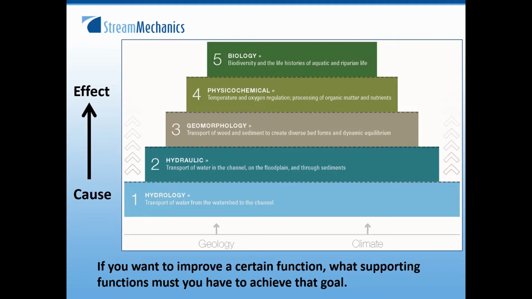If you start with biology and you say, we want to have this native fish, then you might say, well, what limiting factors do we have in physicochemical, geomorphology, hydraulics, and hydrology that would keep us from meeting that goal?